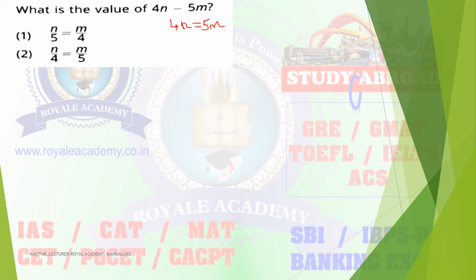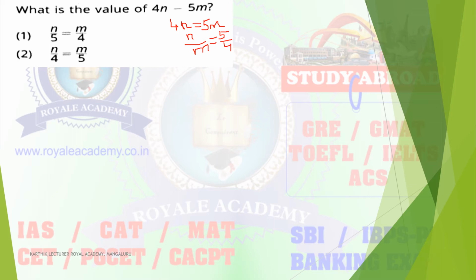5m. So here n divided by m is equal to what? 5 divided by 4. So n is equal to 5 and m is equal to 4. Which option is correct here? You can directly tell from statement 1: the information provided is n by 5 is equal to m by 4.